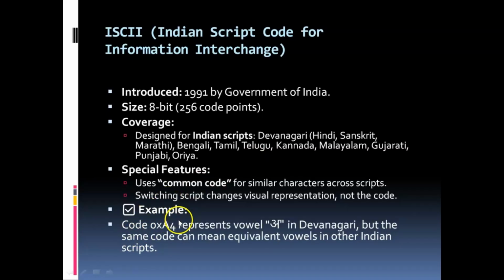Now you can see an example: this code represents A in Devanagari. But the same code can mean equivalent vowels in other Indian scripts. So different languages have different codes, which are given by ISCII.